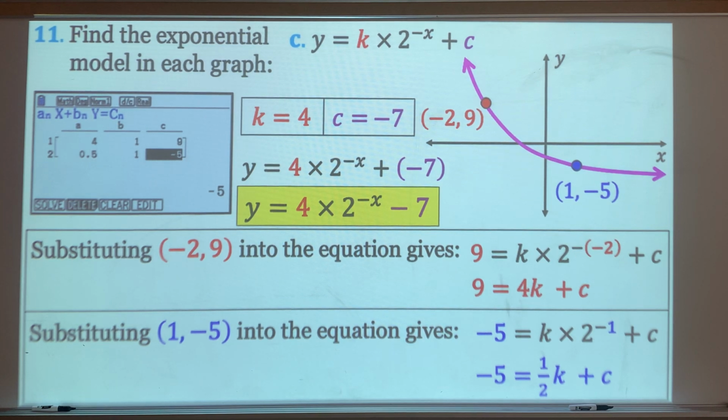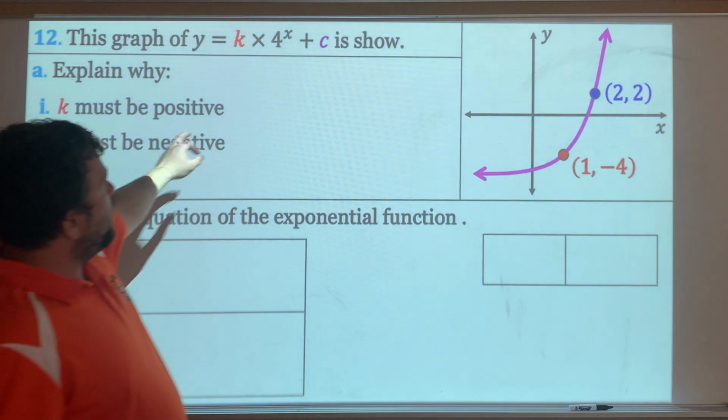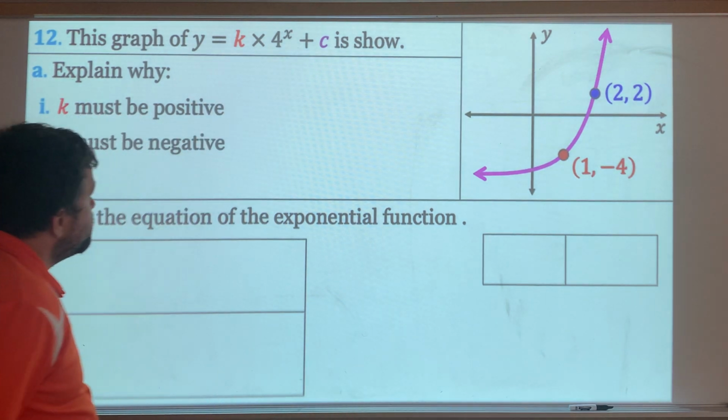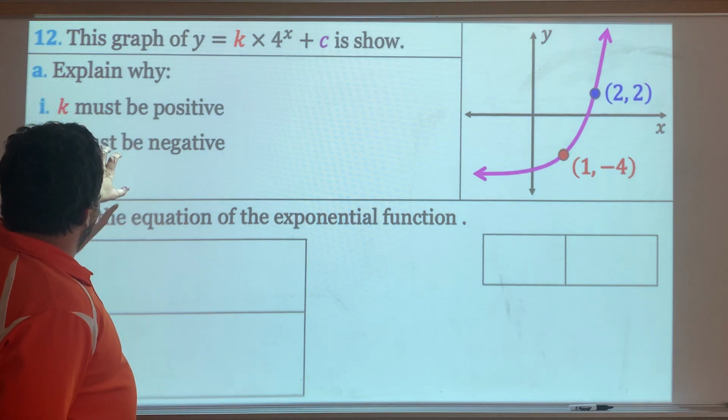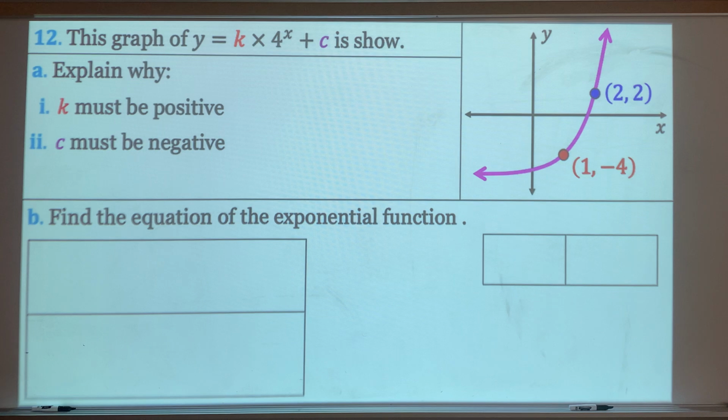2 more problems. 2 more problems with 2 parts each. Doesn't sound too bad, right? Problem 12. The graph of k times 4 to the x plus c is shown. Explain here why k must be positive. Okay? Explain why c must be negative. And then we're going to do what we just did in the last couple of equations to solve.